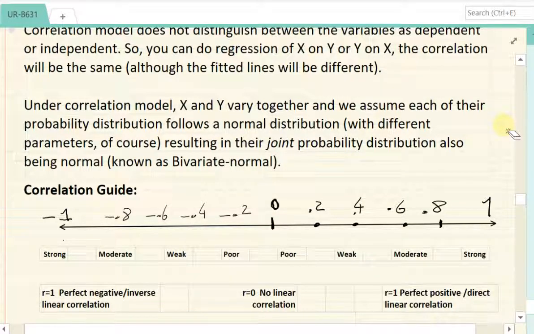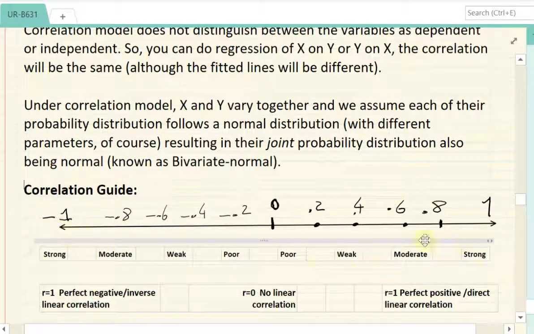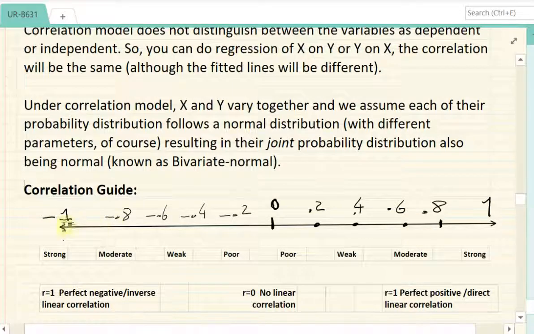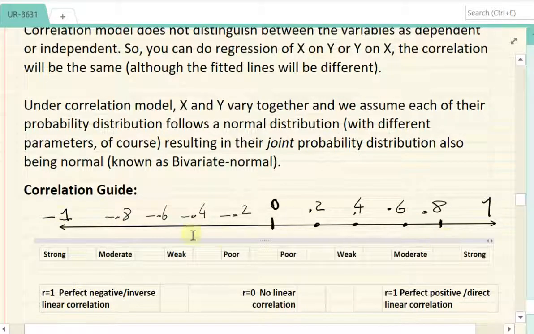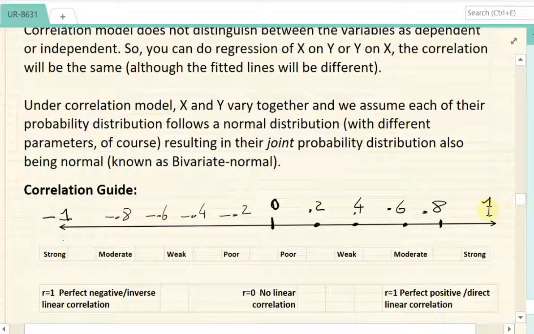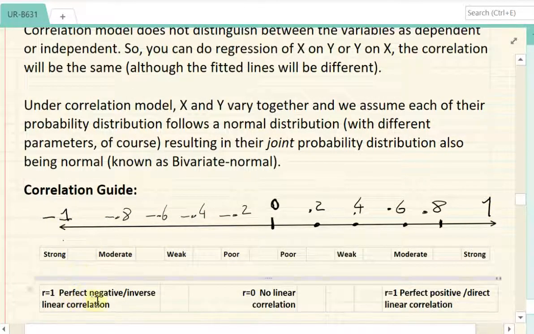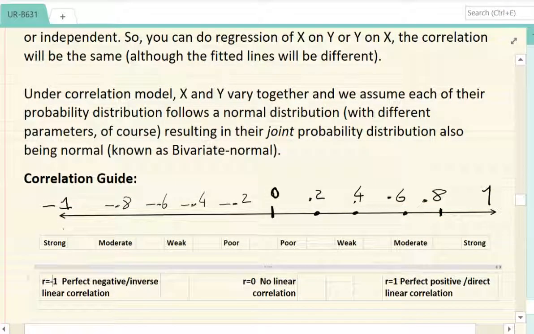Now this is a rough guideline. It goes from -1 to 1. These are the values of Pearson correlation. There's no way they can be less than -1 or higher than 1. At -1, we have perfect negative, inverse linear correlation. That's R at -1.